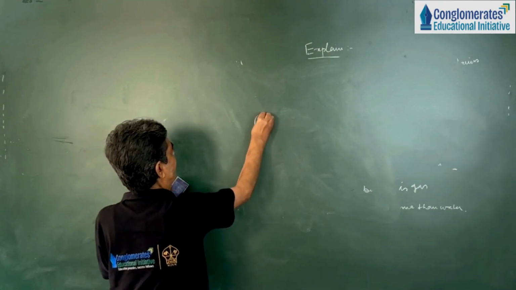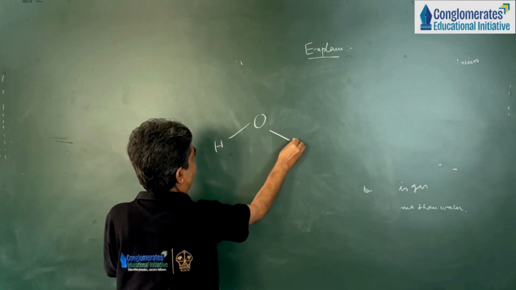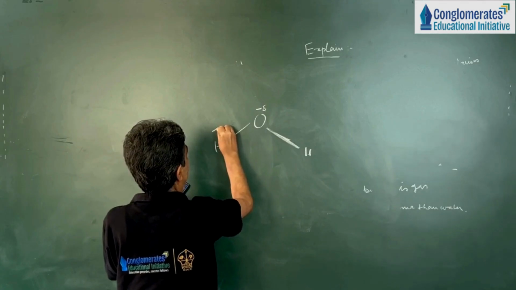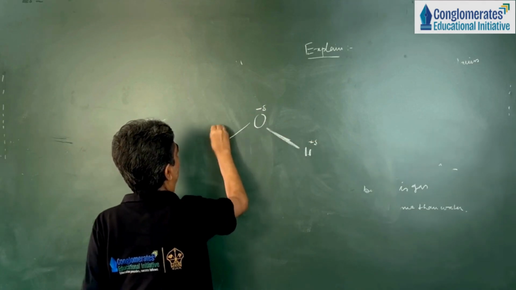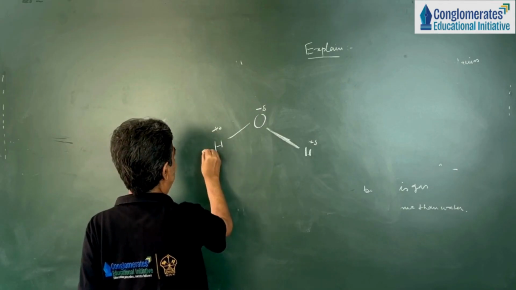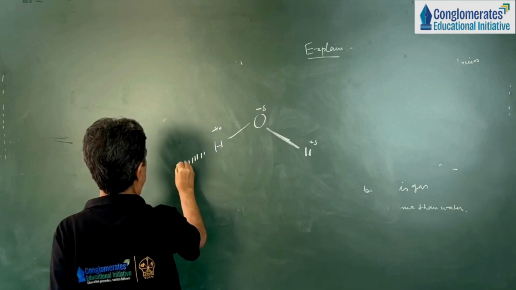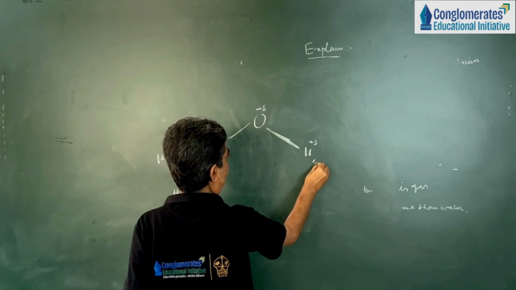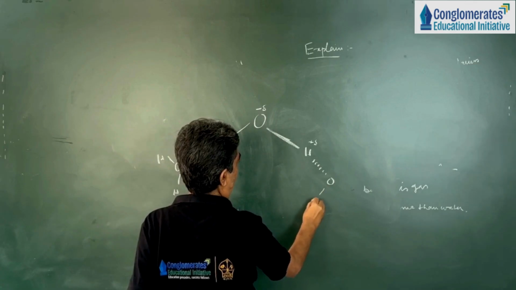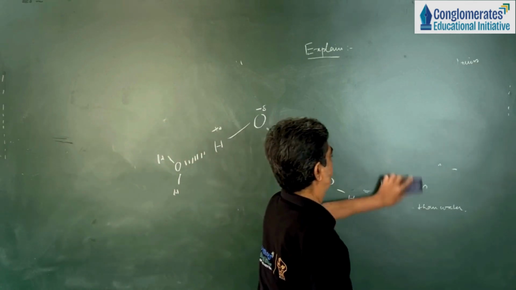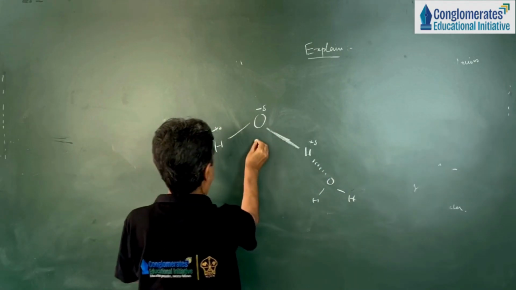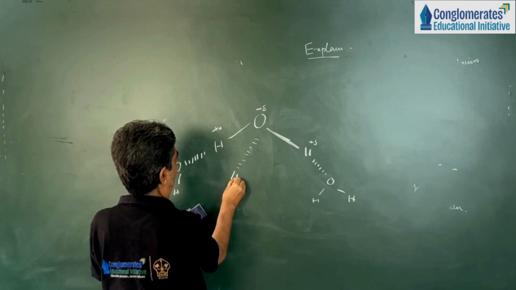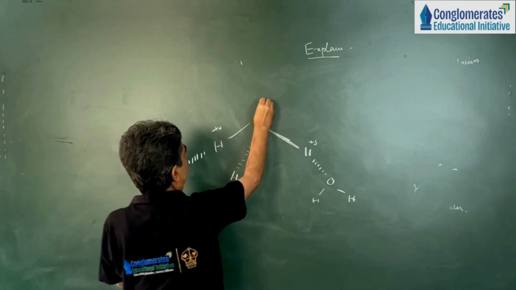Now, this is a central molecule of water. This is negative. This is a positive charge. This is a positive charge. Okay. Now, here one water molecule. Here also one water molecule. The 2 more water molecules are there. And here also one water molecule.